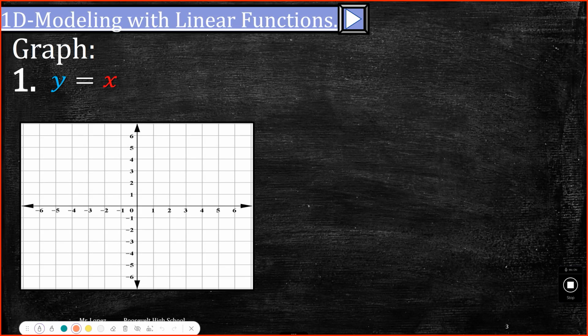Lesson 1D, modeling with linear functions. Okay, graph. We're going to graph y equals x. What does y equals x look like on a graph?